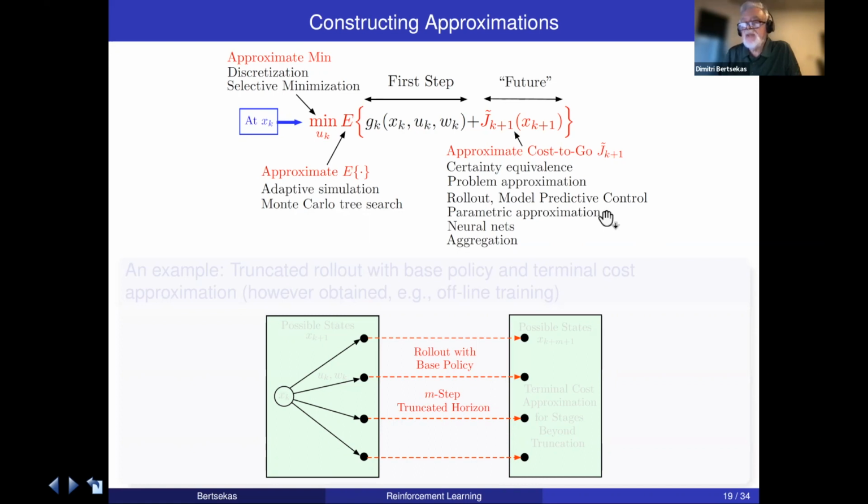Then another major class of approximations is through neural networks and approximation architecture. We find a J tilde by training with data and training a neural network in ways that we're going to discuss in future lectures. So that's one major possibility. Another possibility also is aggregation, where we consider a smaller problem where groups of states are aggregated in single states, and this aggregated problem can be solved more easily than the original. It has a connection also with problem approximation.